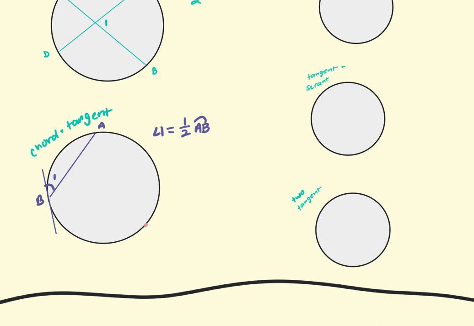And if I went the other way, if I wanted to find angle 2, then angle 2 would be 1/2 arc ACB, so the whole other arc. Together they would add up to 180 because they form a line.